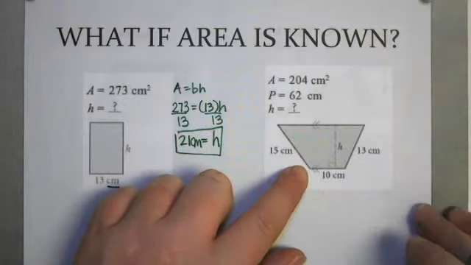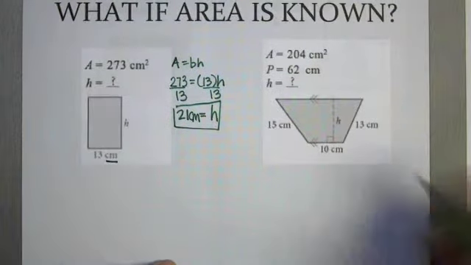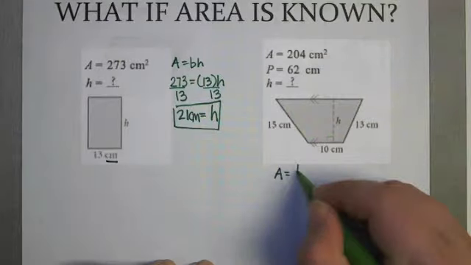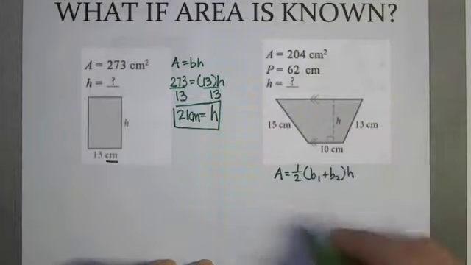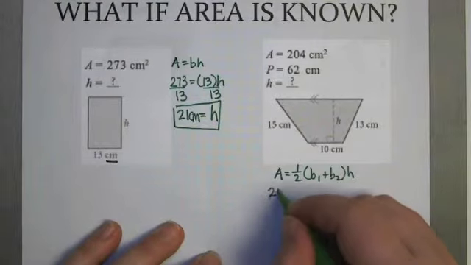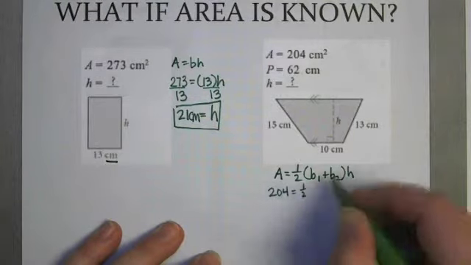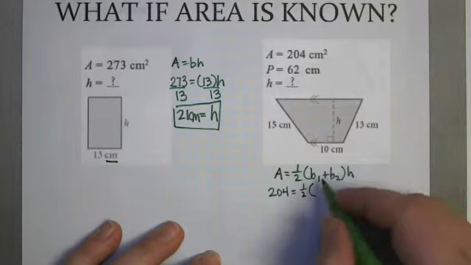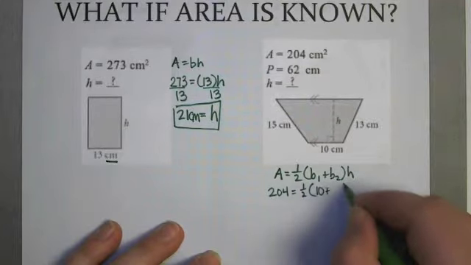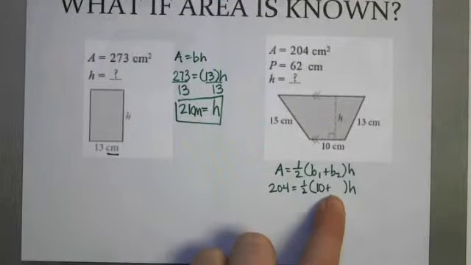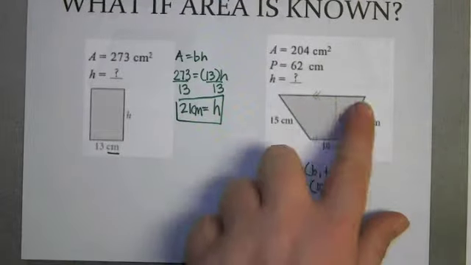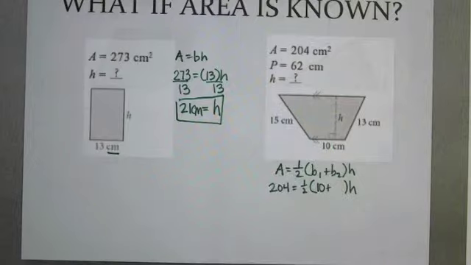Again, we know that the formula for a trapezoid is A equals 1/2 B1 plus B2 times H. So fill in what we know. We know that the area is 204. Base 1 is 10. We don't know base 2, and we don't know H. We're looking for H because that's what they told us to look for, but we've somehow got to get B2.